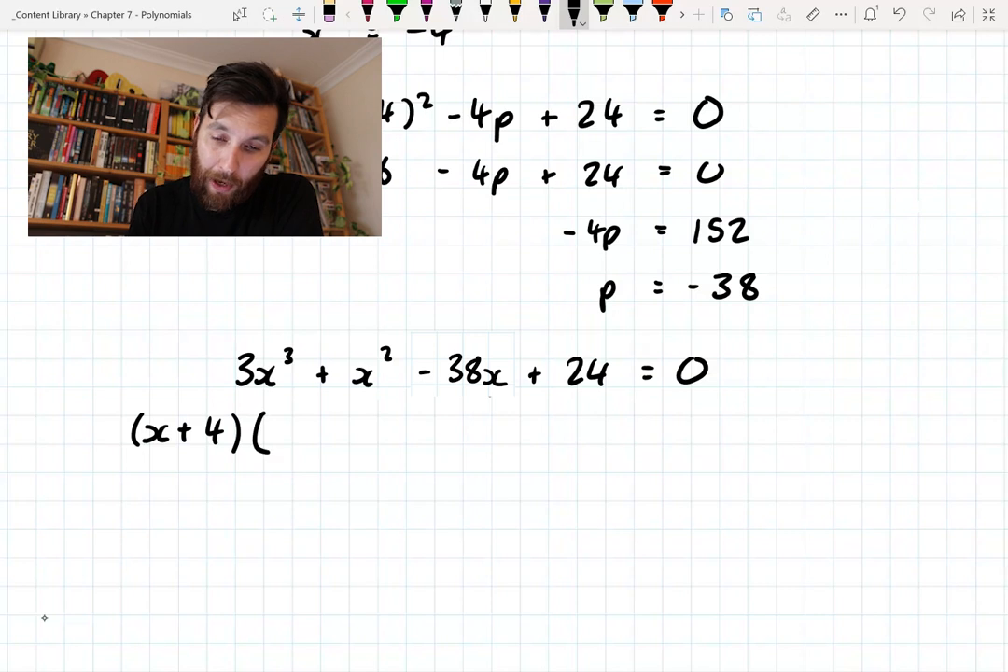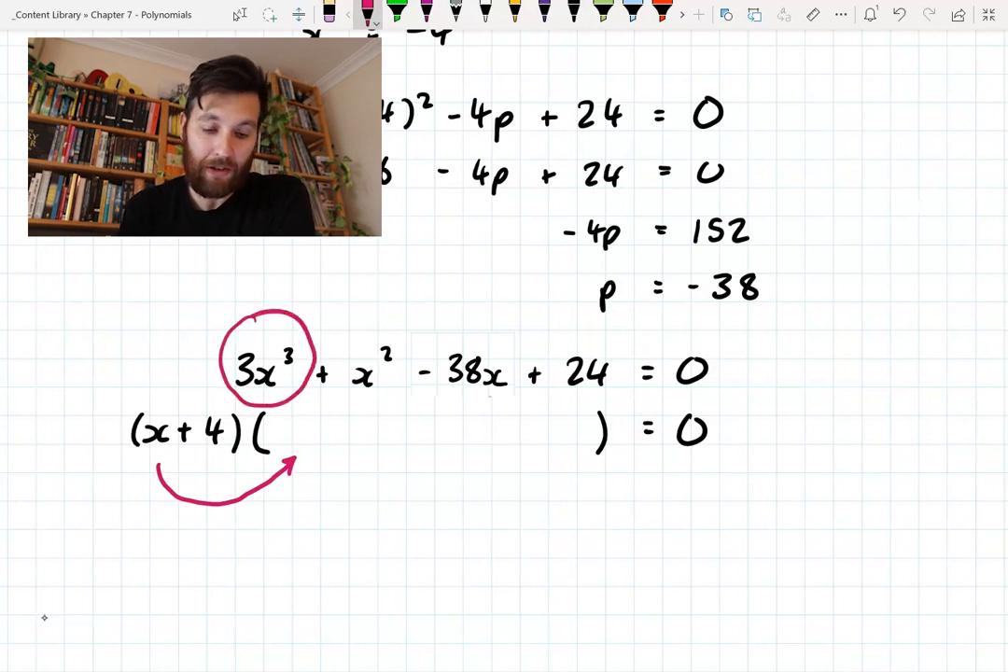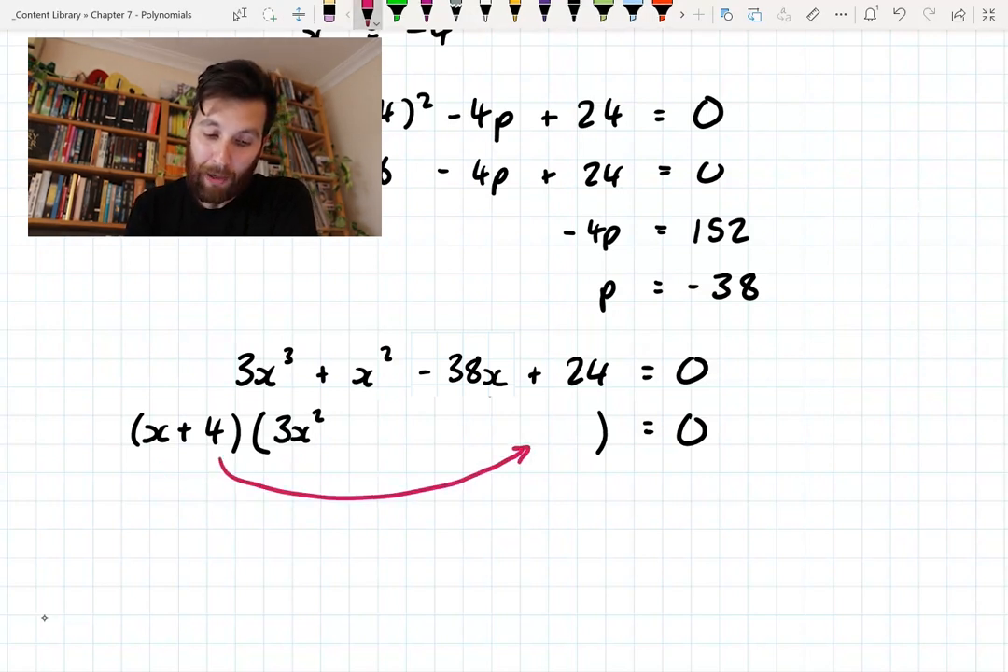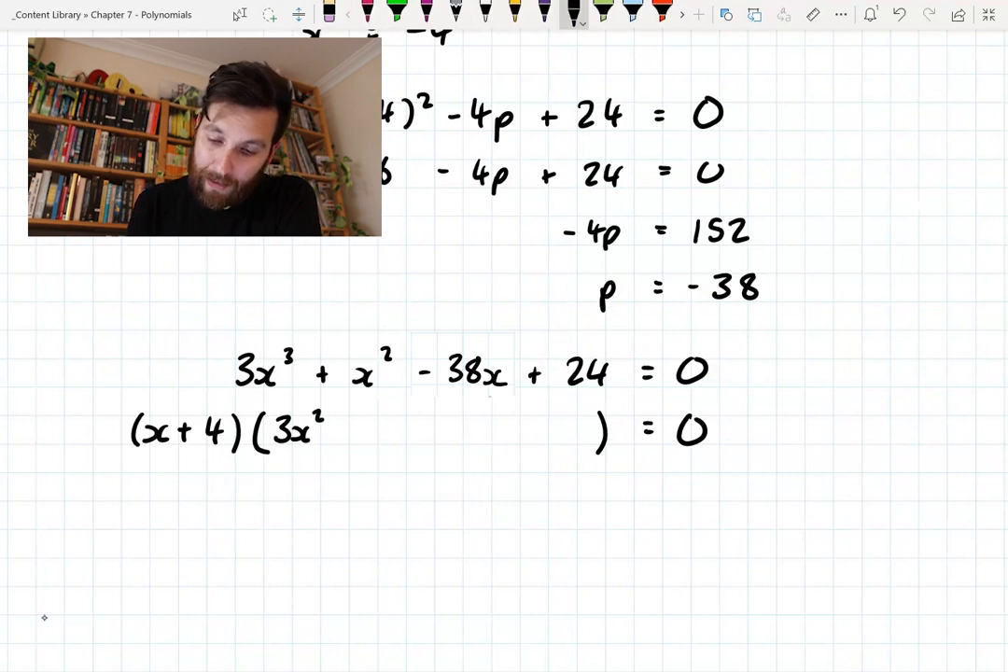Now, on the inside of the bracket, I've got to use a few little tricks. What I want to do for my leading term is think, right, x multiplied by something would have to expand to give me 3x to the power 3. So that something has to be 3x to the power 2. So if I multiply that by x, that gives me 3x to the power 3. I know that the last term is going to be 4 multiplied by something gives me 24. So that something is going to have to be 6, because 4 times 6 is, of course, 24.